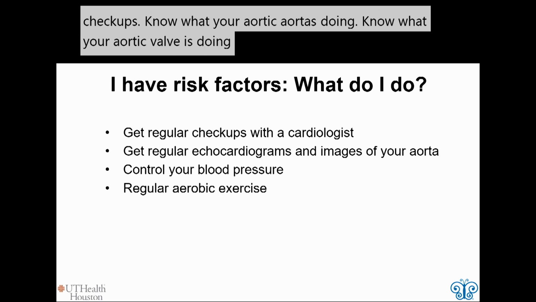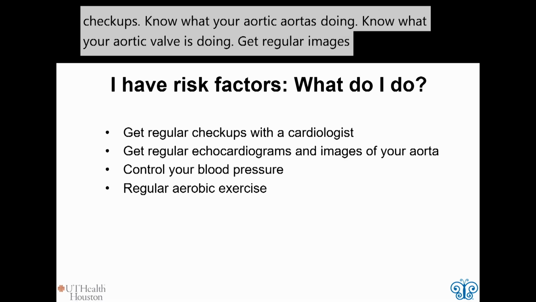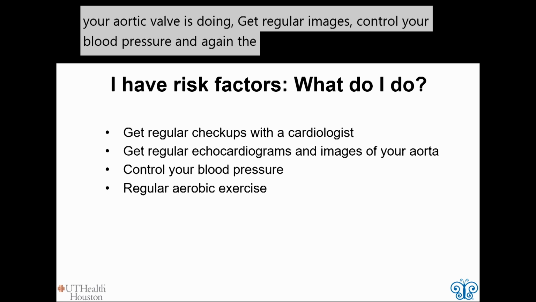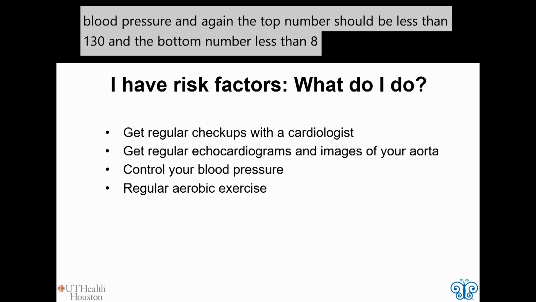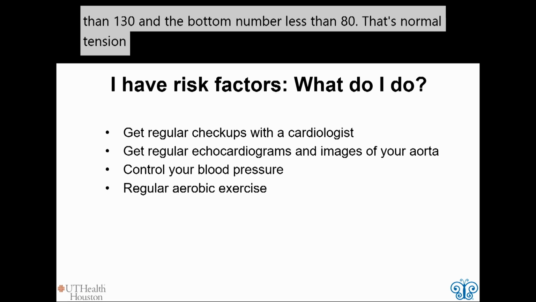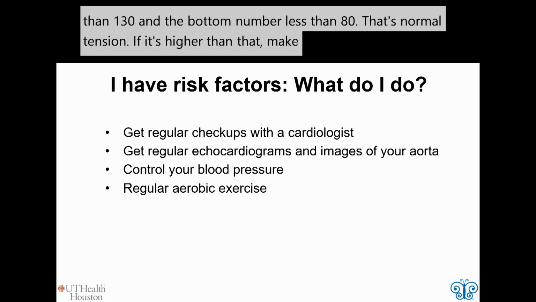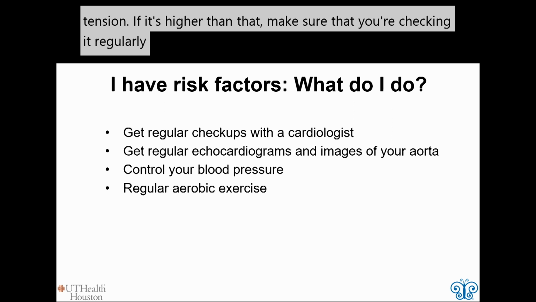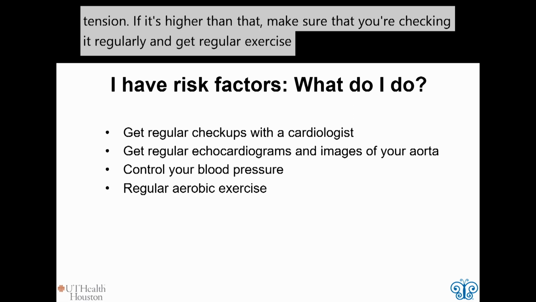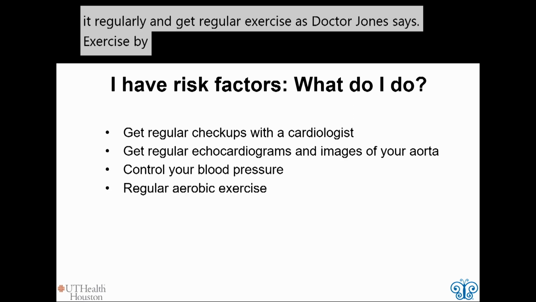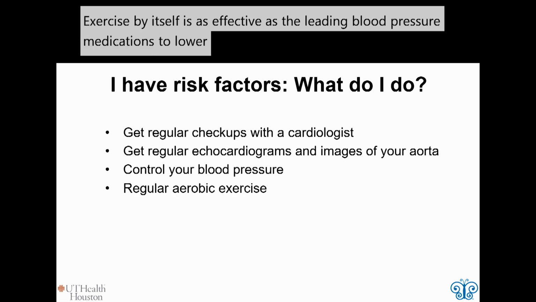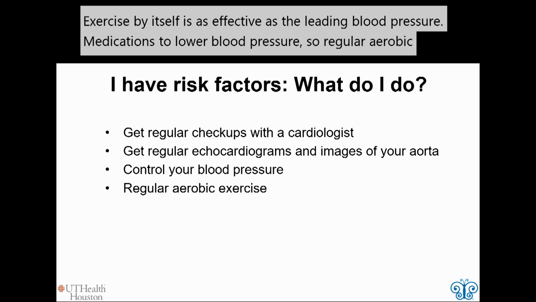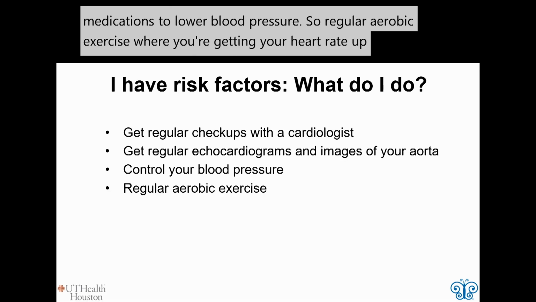Get regular imaging. Control your blood pressure. And again, the top number should be less than 130 and the bottom number less than 80. That's normal tension. If it's higher than that, make sure that you're checking it regularly. And get regular exercise. As Dr. Jones says, exercise by itself is as effective as the leading blood pressure medications to lower blood pressure. So regular aerobic exercise where you're getting your heart rate up is a treatment for high blood pressure.